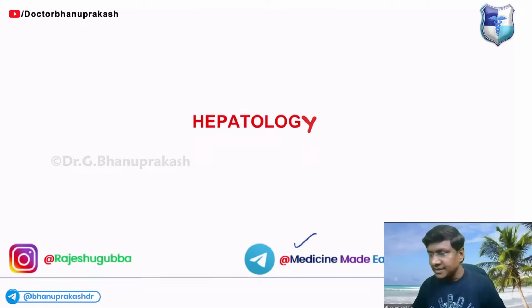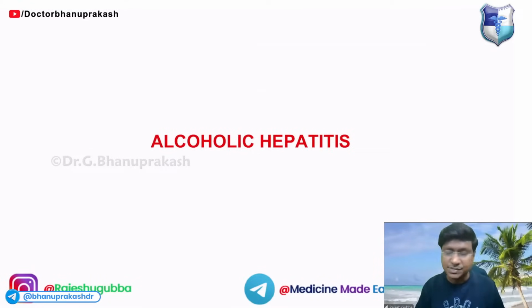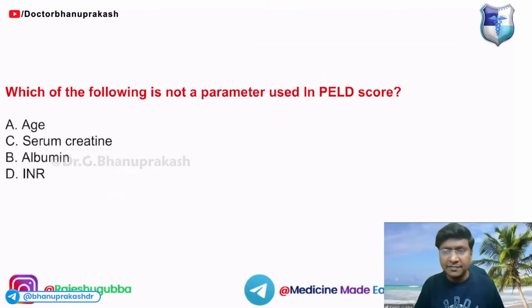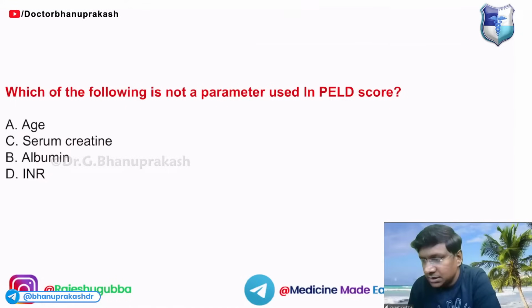Okay. So now let us start with the first topic, that is alcoholic hepatitis. In case of alcoholic hepatitis, a very important thing that is very commonly asked is the scoring system, right? So you have the PELD score, the MELD score, the Child-Pugh score, and multiple scores are there, right? So this is one thing that will be asked very commonly.